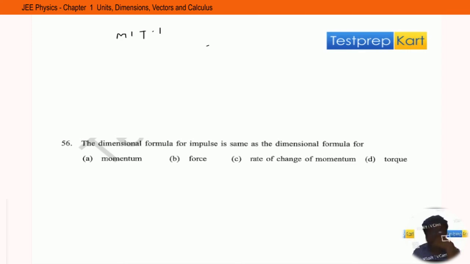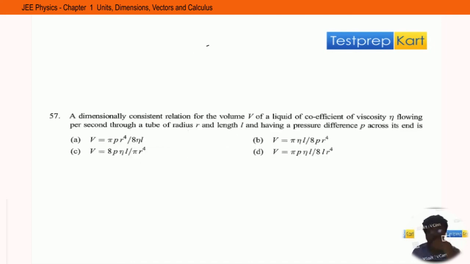Now we come to momentum. Momentum is mv. M means M, v means L, and t to the power negative 1. So the first option is correct. We did not check with the other options.